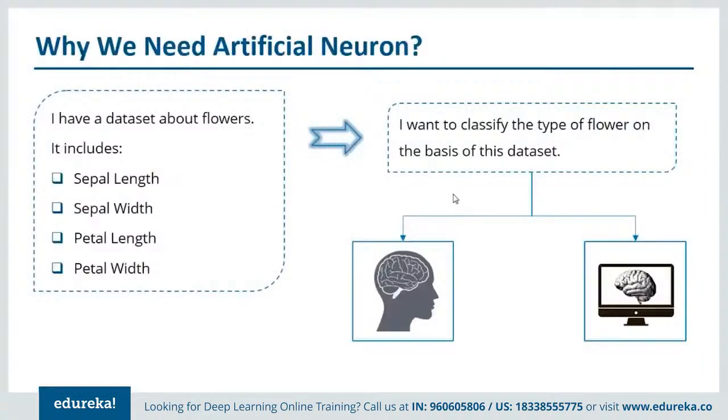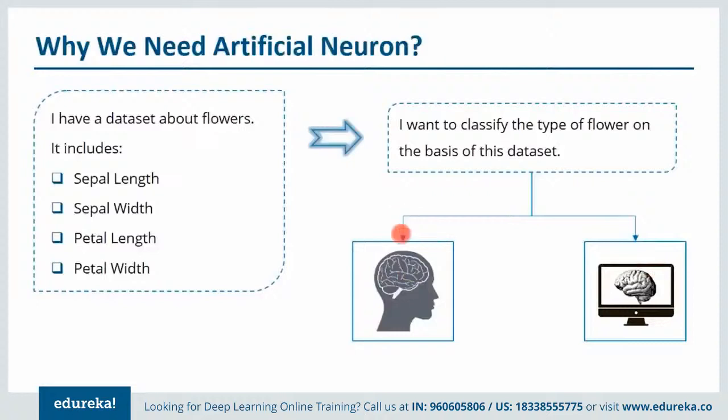So let us understand why we need artificial neurons with an example. Say I have a data set of flowers, and that data set includes sepal length, sepal width, petal length, and petal width. Now what I want to do is classify the type of flower on the basis of this data set. Now there are two options. Either I can do it manually. I can look at the flower and determine by its color or any other means what sort of flower it is. Or I can train a machine to do that.